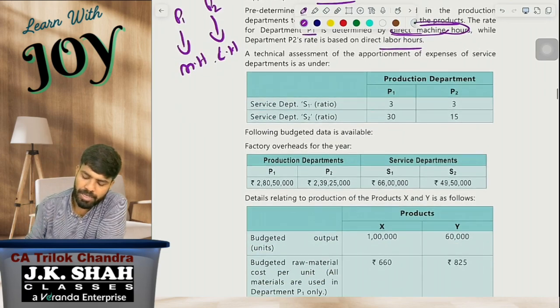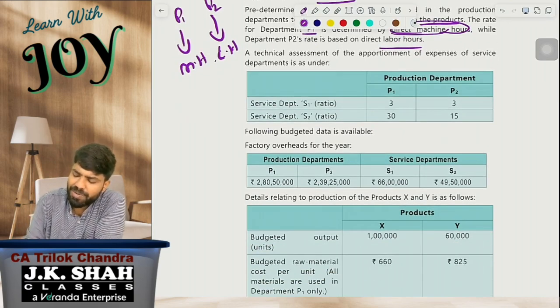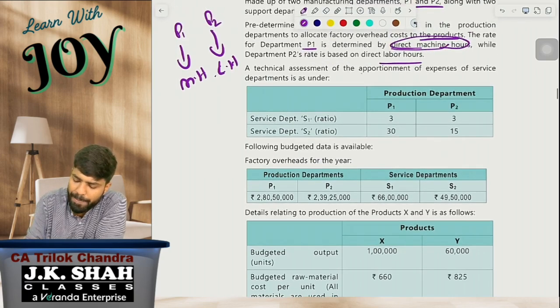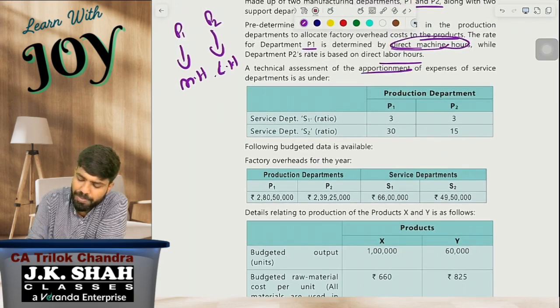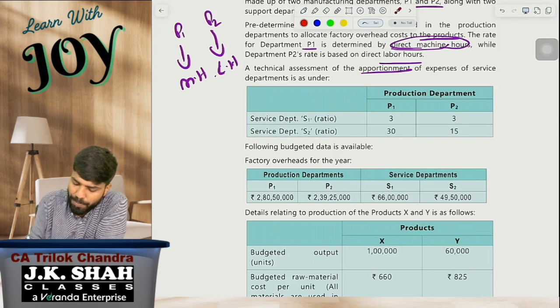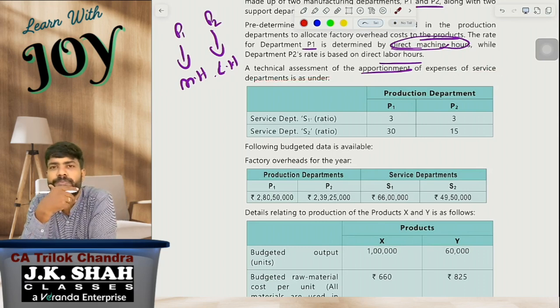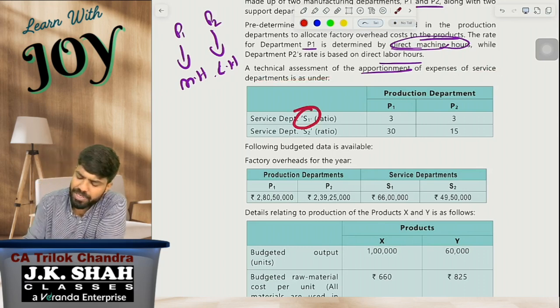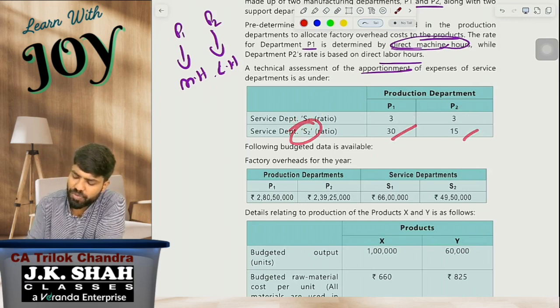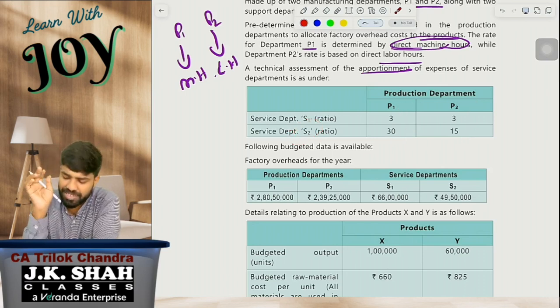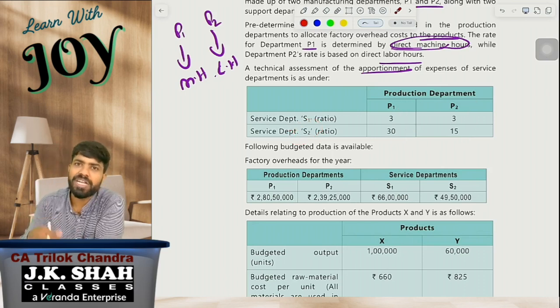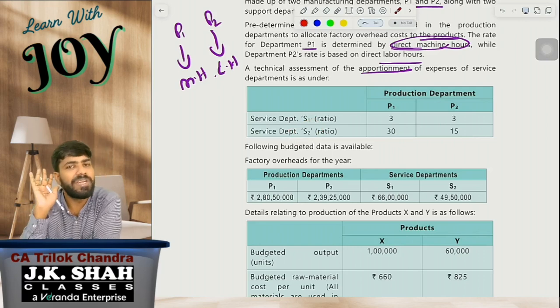Okay, next. A technical assessment of the apportionment of expenses of service department is as under. Now listen to me. This is about apportionment of service department cost. S1 department will be apportioned in the proportion of 3:3 to P1 and P2. S2 department will be apportioned in the proportion of 30:15 to P1 and P2. Whatever the cost in S1, that will be apportioned to P1 and P2. Whatever the cost in S2, that will be apportioned to P1 and P2. Next.